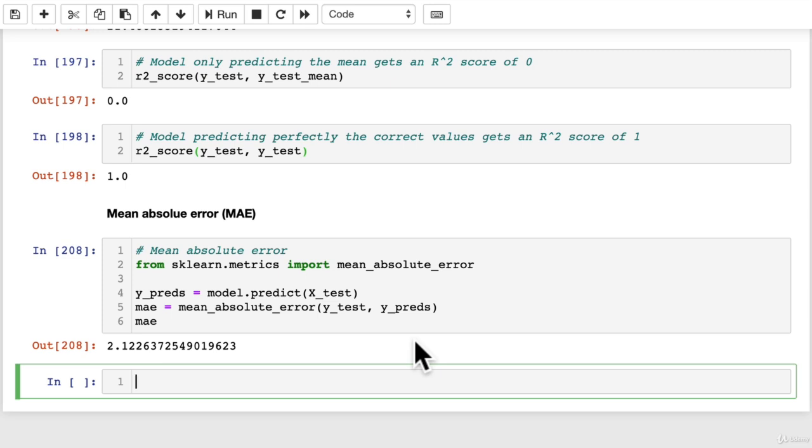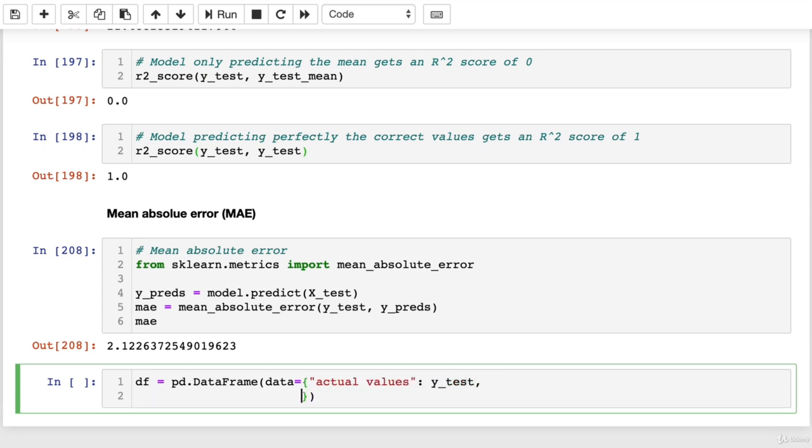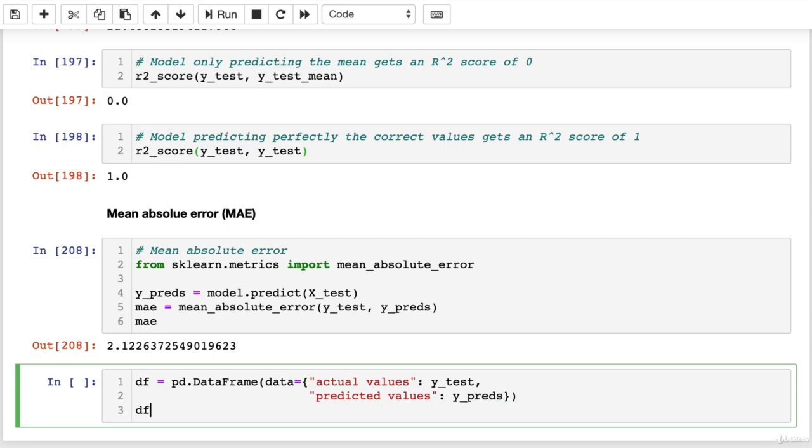But 2.12, what does that mean? Well, again, this might be a little bit easier to visualize, right? So we might create a data frame. Side by side, we're going to pass it data equals a dictionary, and we're going to have actual values versus predicted values. We'll go y_preds. Wonderful, and then we'll have a look at df.